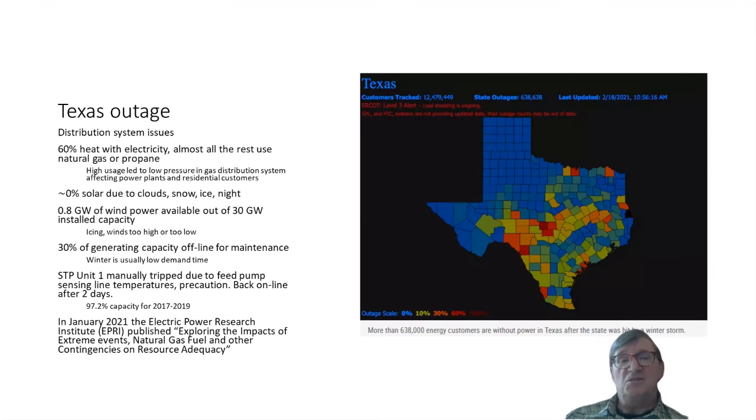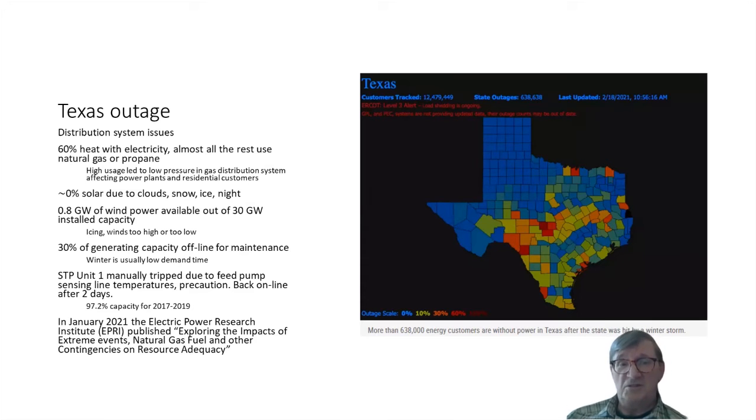I guess 60% of Texans heat with electricity and the rest use natural gas. So that put tremendous strain on the system because houses in Texas are not designed for cold. They're designed to let heat out because it's usually way too hot. So what normally might be a little bit of a drain on the system became a huge drain on the system that never shut off. And that caused cascading failures.